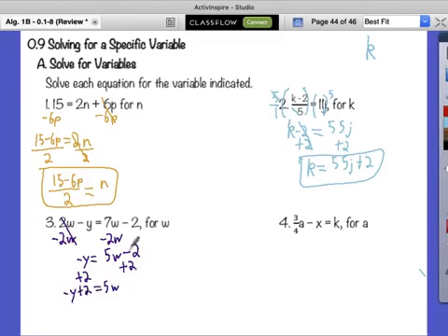Equals 5w, and negative 2 plus 2 is 0. So now what would you do? Divide both sides by 5, because that's what's with the w. Do we know what negative y plus 2 divided by 5 is? No, we can write it.